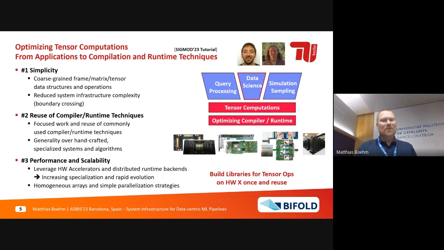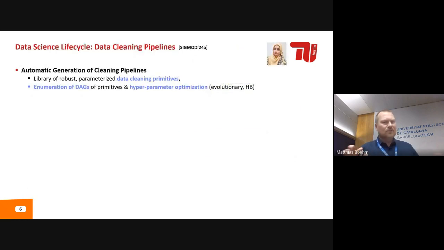So I want to talk a little bit more about data science, and show that what I just said is actually true: we can cleanly map a lot of those applications to linear algebra operations. The first example I want to give is work we've been doing for at least 3 years now on efficiently enumerating effective data cleaning pipelines. Shafaq, my second PhD student, did a great job of building an entire library of robust parameterized data cleaning primitives implemented in linear algebra. And then we utilize evolutionary algorithms to find the structure of data cleaning pipelines.